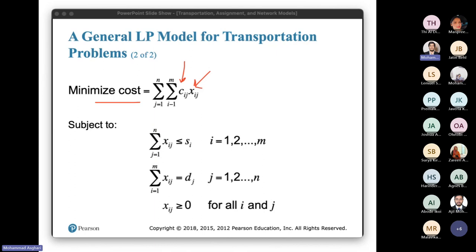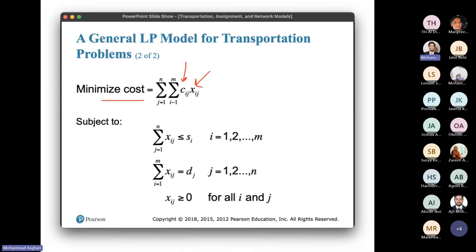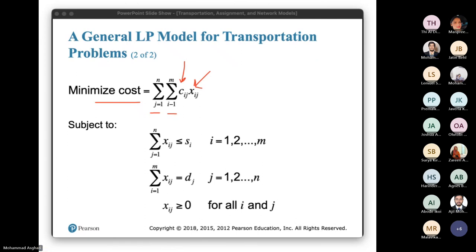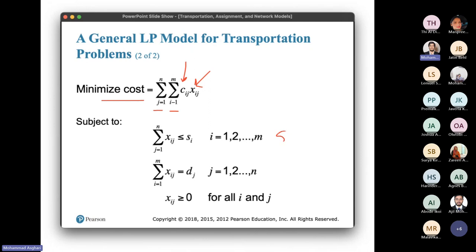We have two constraints, because we have two indices, so we get a summation on J and I, both of them. So we also have two types of constraints. The first one is related to supply: we cannot exceed the capacity. And the second one is related to demand, meeting the demand.